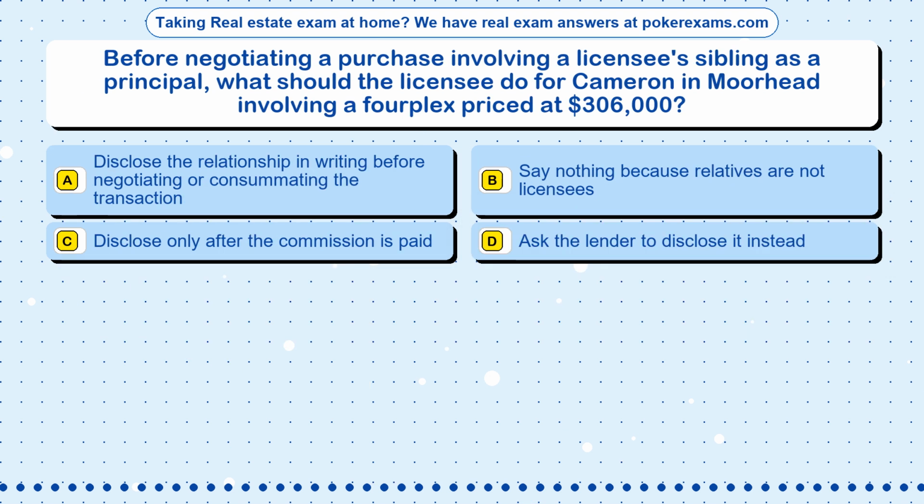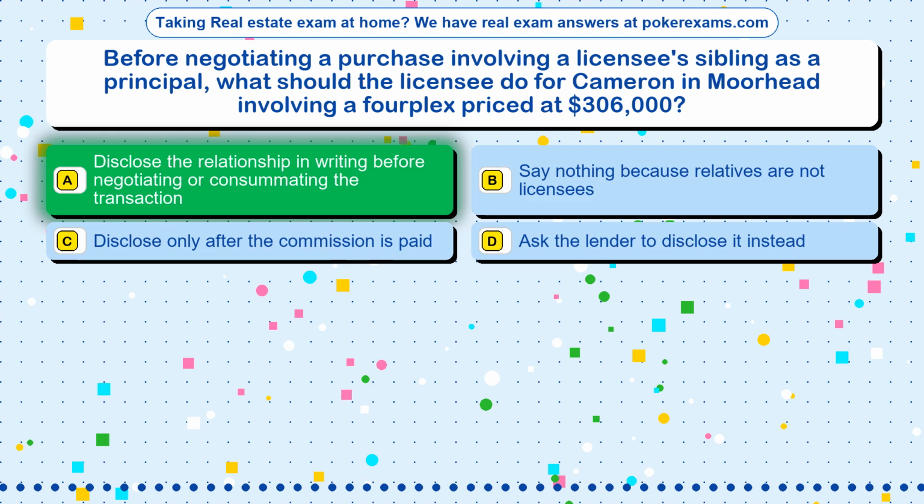Question 61. Before negotiating a purchase involving a licensee's sibling as a principal, what should the licensee do for Cameron in Moorhead involving a fourplex priced at $306,000? Option A. Disclose the relationship in writing before negotiating or consummating the transaction. Option B. Say nothing because relatives are not licensees. Option C. Disclose only after the commission is paid. Option D. Ask the lender to disclose it instead.